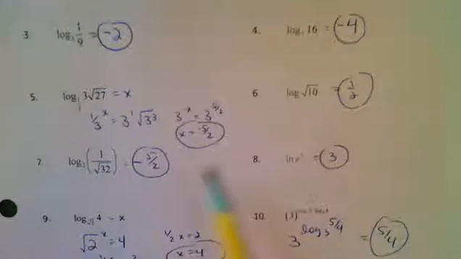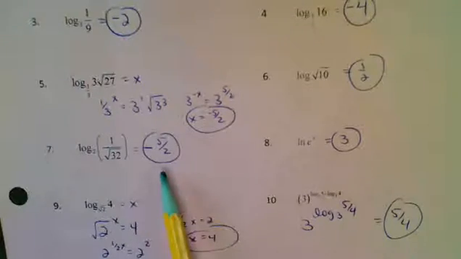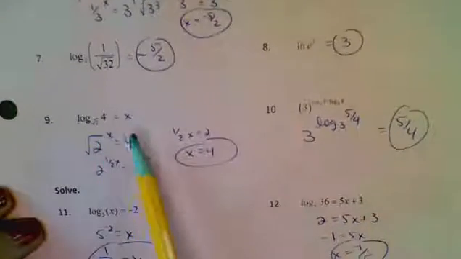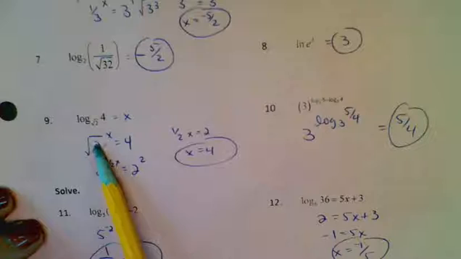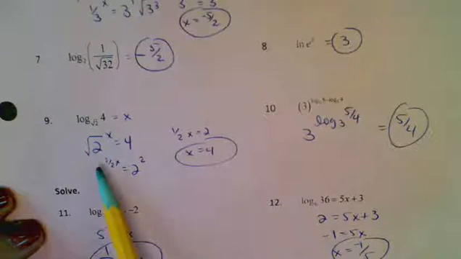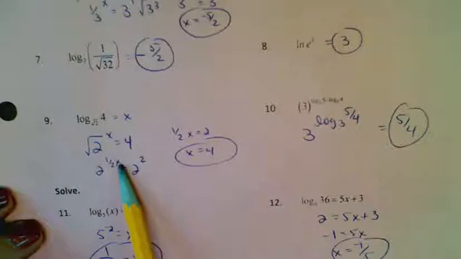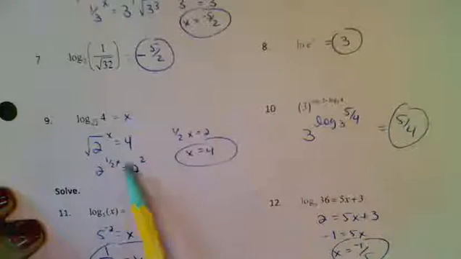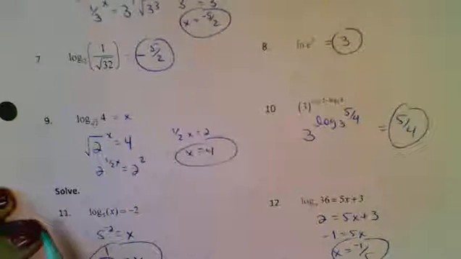So any of those that you aren't sure of, do that if you need to. I did that also on number 9. I wasn't sure about that, so square root of 2 is 2 to the 1/2 x, had to equal 2 squared, so now I know the exponents have to be equal.